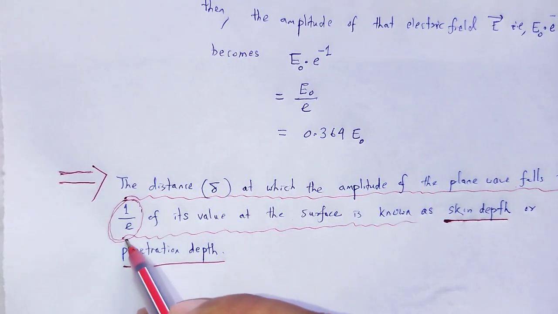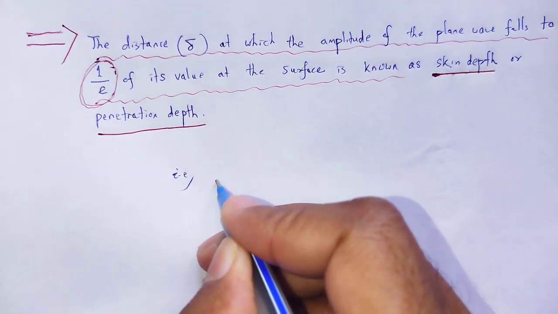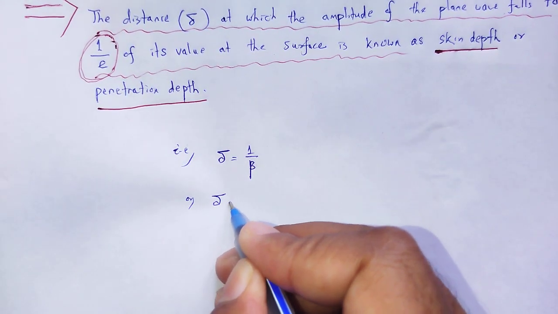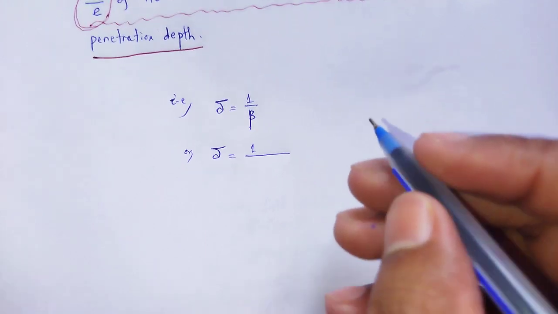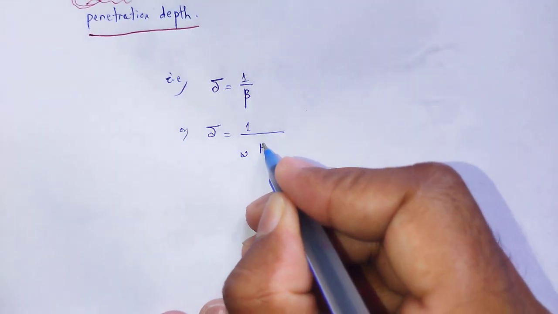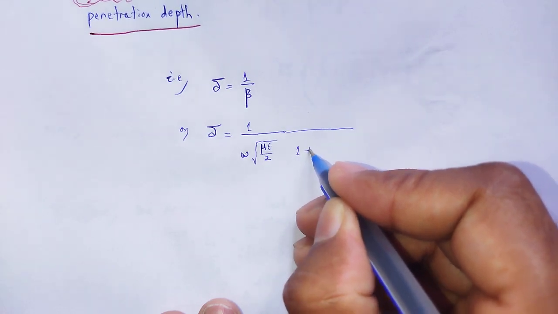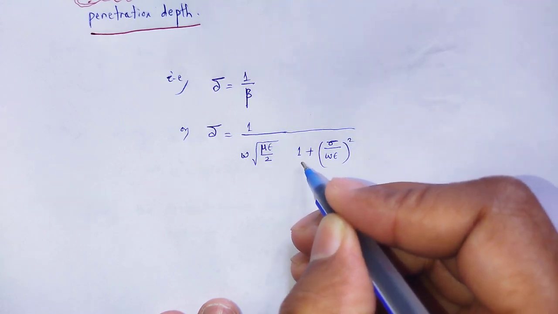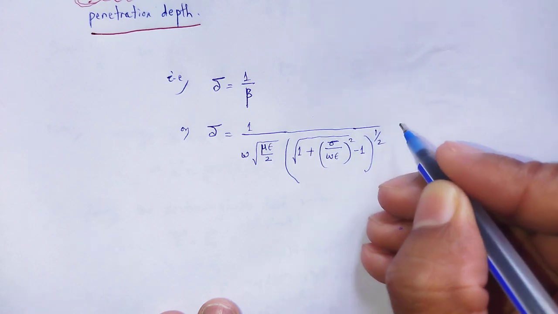How much will it fall? That is 1 by e. That is, delta is equal to 1 by beta, as we have derived. The value of beta is omega square root of mu epsilon by 2, bracket, square root of 1 plus sigma by omega epsilon whole square, minus 1, to the power half.